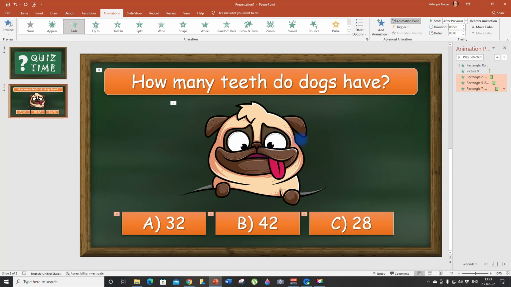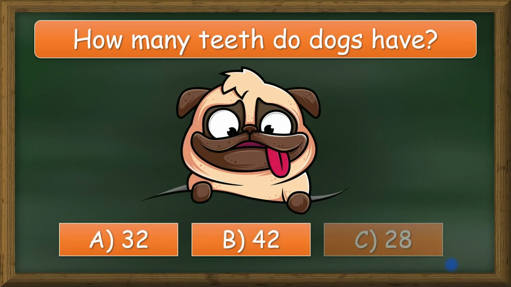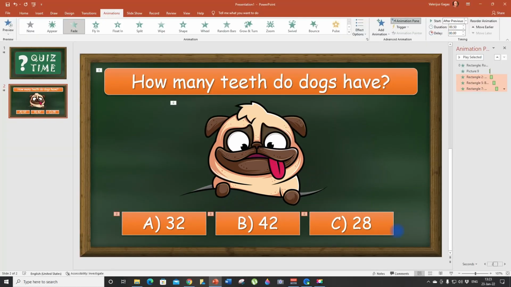So now let's take a look at what we have. Okay, look. Yeah, it looks perfect. So you see, I clicked on the slideshow, and the first thing that pops up is the question, then the dog, and three different answers. So now we just need to animate the correct answer. Here's how we do it. I know that the correct answer is B, 42.